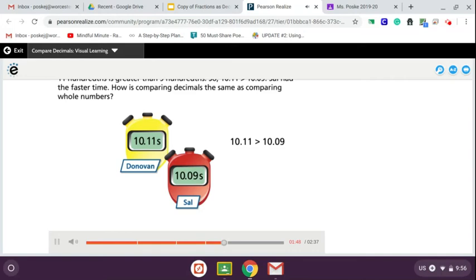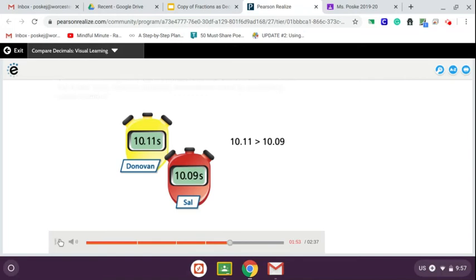How is comparing decimals the same as comparing whole numbers? For both decimals and whole numbers, you compare the digits by place value, starting at the greatest place value.